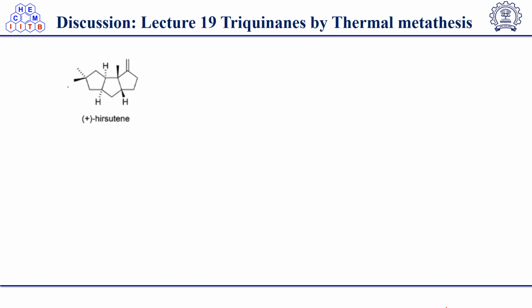Now moving to lecture 19, which was on triquinanes by thermal metathesis. Here we have seen the synthesis of hirsutene and another molecule called deoxymagellanin, and ceratopicanol.